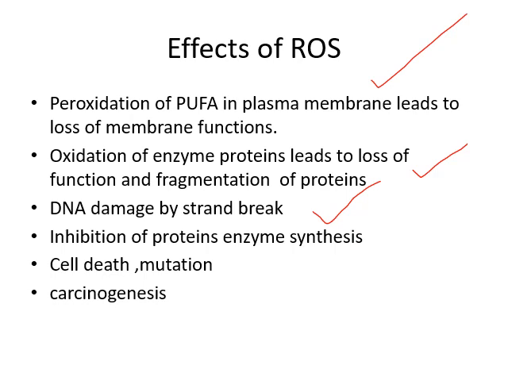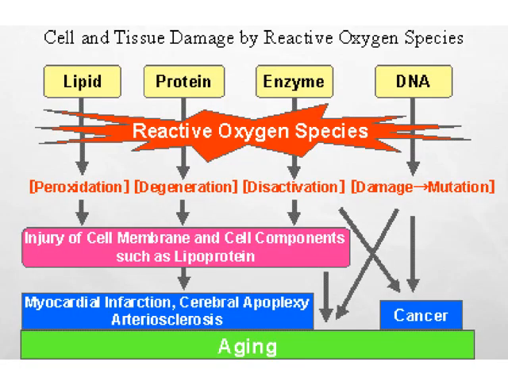So indirectly, all these effects can cause the inhibition of protein or enzyme synthesis in the human body, which can indirectly lead to cell death, mutation, carcinogenesis, aging. So many things can be caused by the effect of reactive oxygen species. Here is the picture in detail about the cell and tissue damage by reactive oxygen species.